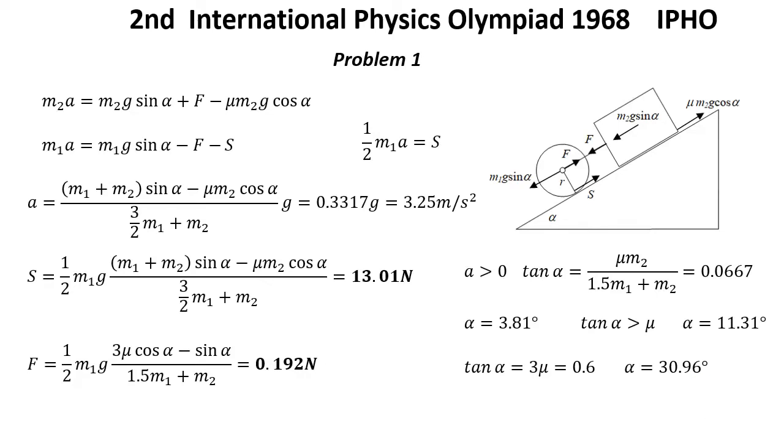Basically, we finished the discussion for problem number 1. So we found what the acceleration is. That was 3.25 meters per second square. We found that force F is a stretching force. It means that both bodies move together, and our angle is slightly less than the critical angle for which these bodies move separately. So that was the solution for problem number 1.